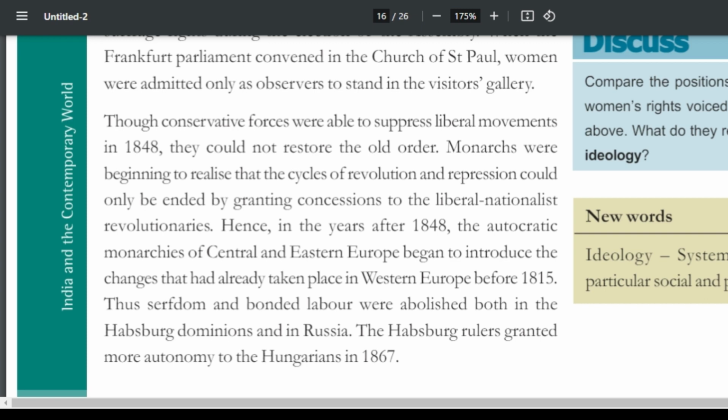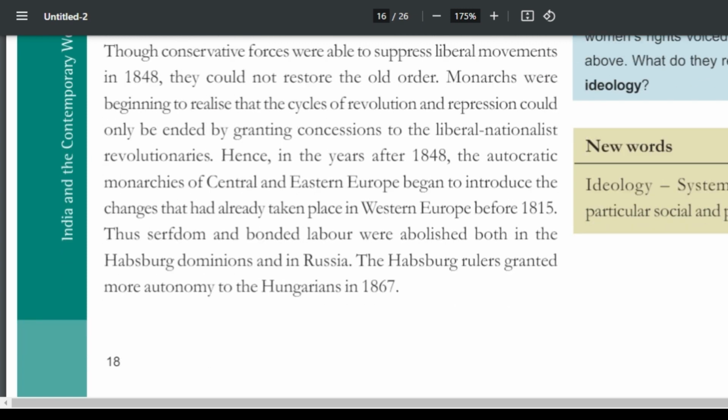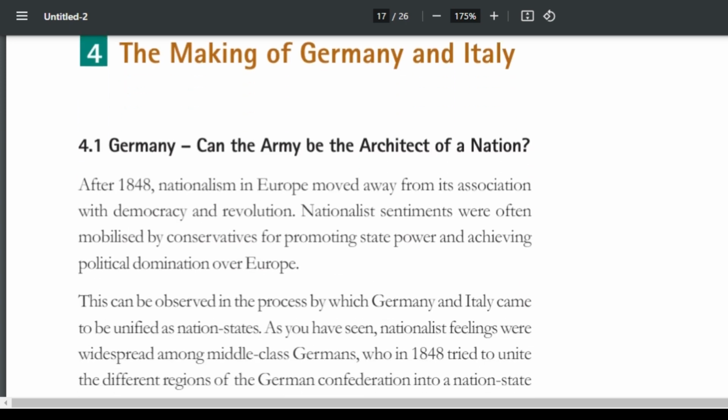Thus, serfdom and bonded labor were abolished both in the Habsburg dominions and in Russia. The Habsburg rulers granted more autonomy to the Hungarians in 1867.